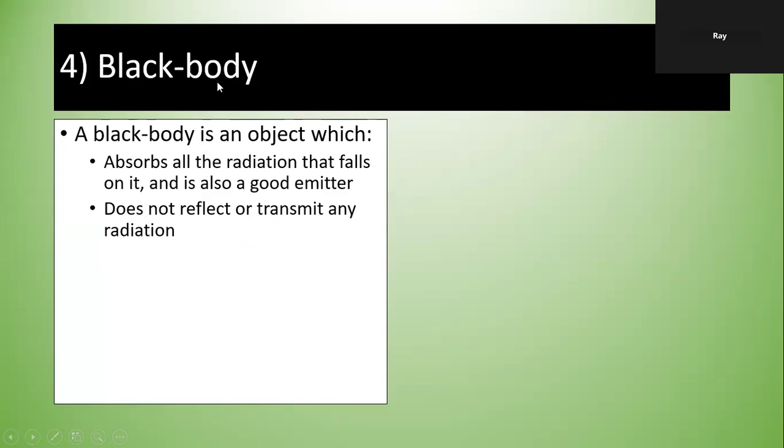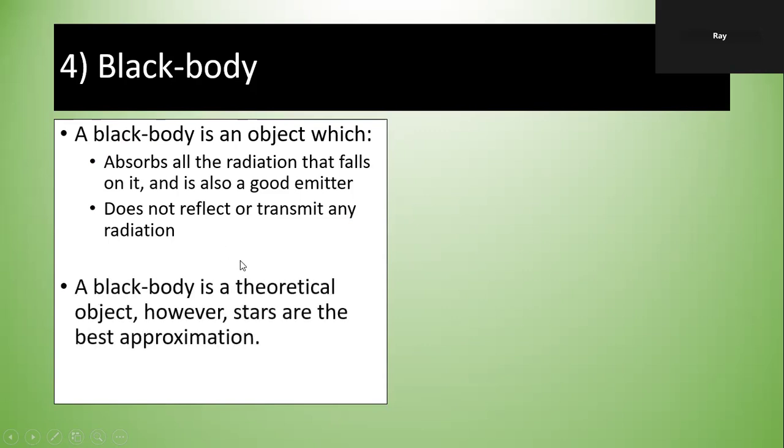Okay, first thing we need to know is black body. A black body is an object which absorbs all radiation that falls on it. Right? It doesn't reflect. It's a good emitter. It emits all radiation, all wavelength. Does not reflect or transmit any radiation. Right? Memorize this. Black body is a theoretical object. However, stars are the best approximation. Right? That's what scientists think.